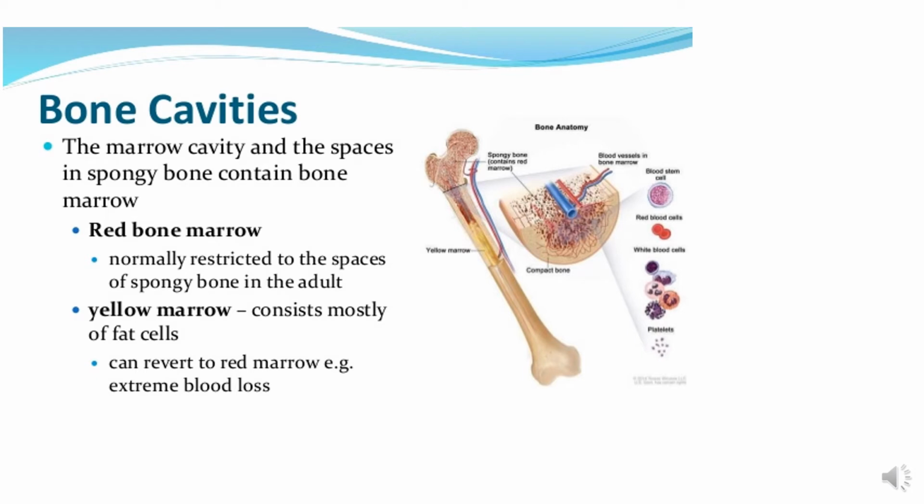Before the periosteum, the bone cavities, the marrow cavity and the spaces in the spongy bone, contain the bone marrow. Red marrow is the active bone marrow, restricted in the adult to the spaces of spongy bone, and yellow marrow consists of fat cells. They can revert to red marrow under extreme blood loss.